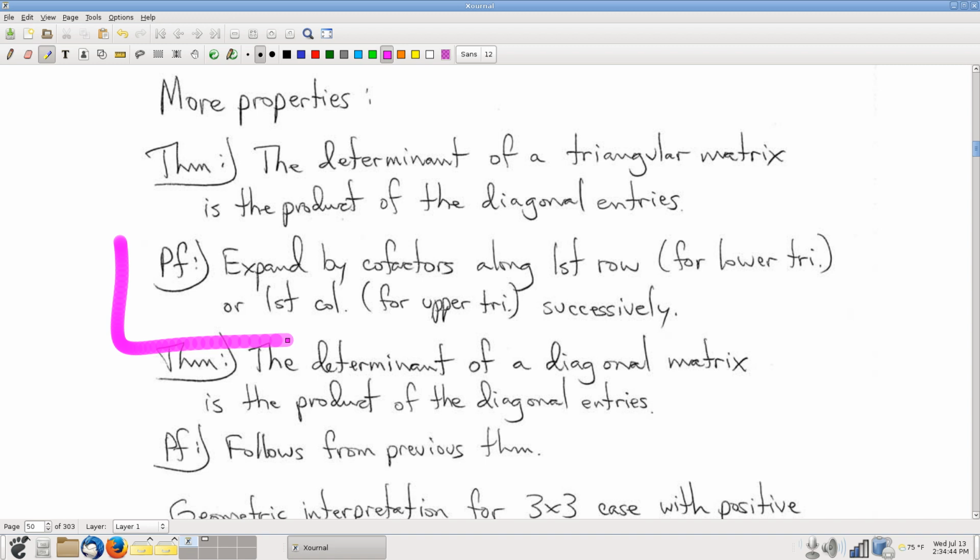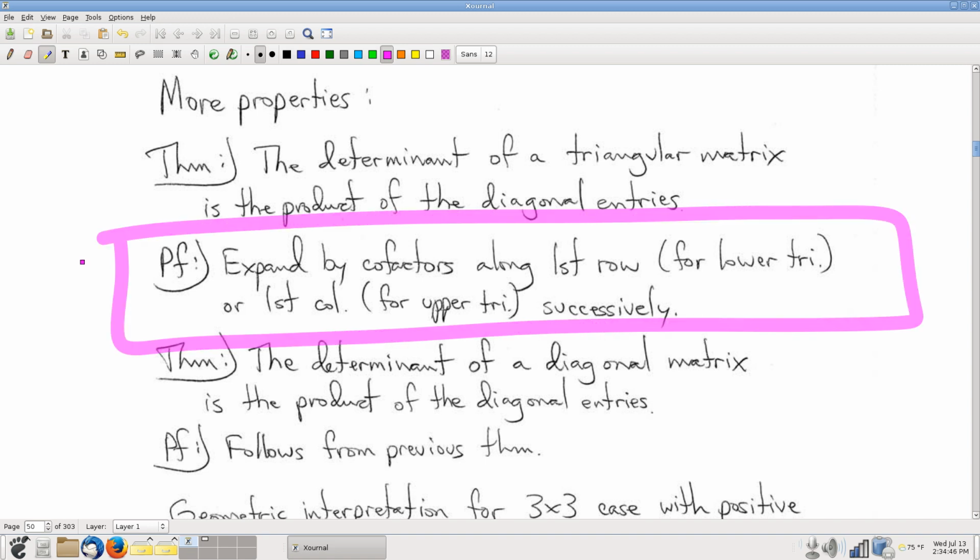And a short version of the proof is this. We're just going to do cofactor expansions along the first row for the case of a lower triangular matrix. It would be a little different for upper triangular; you'd use the first column. So we're going to consider the lower triangular case, and do a cofactor expansion along that first row. Now let's see what that would look like.